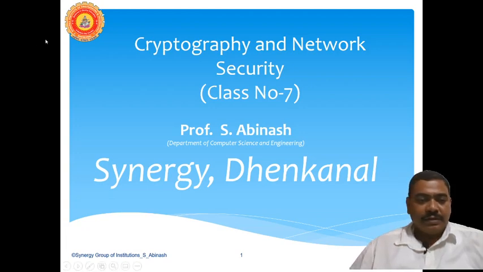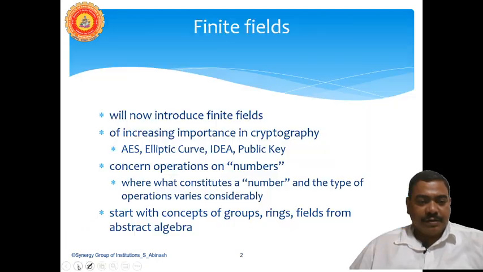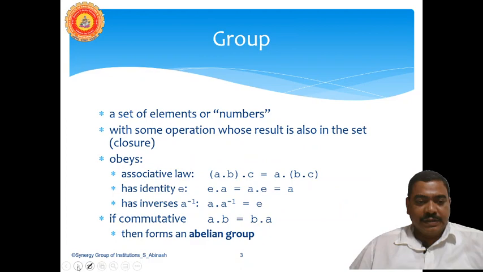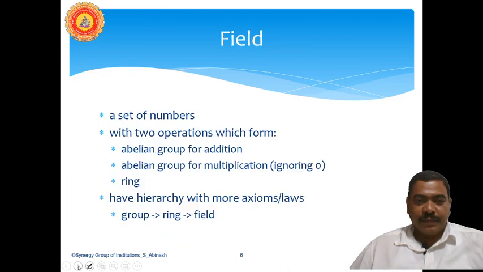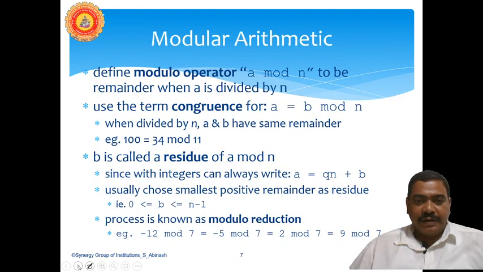So this class is the continuation of class 7 of CNS. In this chapter we will discuss the Euclidean algorithm to find the GCD, and also the extended Euclidean algorithm to find the multiplicative inverse of two numbers. That will be applied on a Galois field.